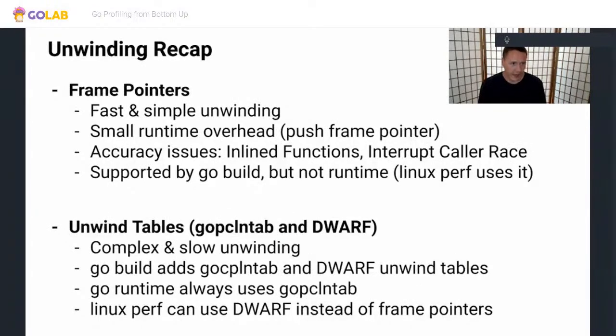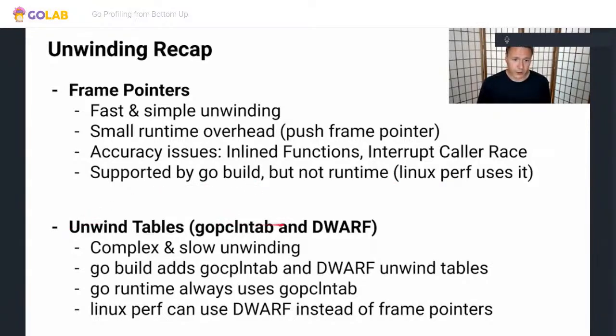So, a quick recap on unwinding. Frame pointers are fast and simple unwinding. They have a small runtime overhead for pushing the frame pointers. There are some small accuracy issues. You have to deal with inline functions in some extra way or ignore them. And there's a little race condition for interrupt profiling. They are supported by Go build, but not the Go runtime. Linux perf, however, can use them. And that was one of the main reasons why frame pointers are enabled by default in Go binaries.